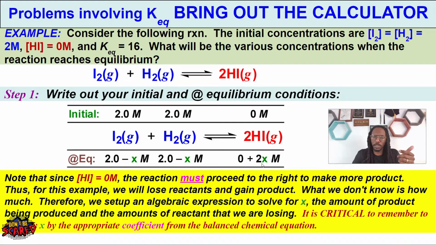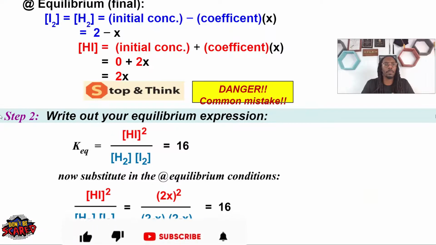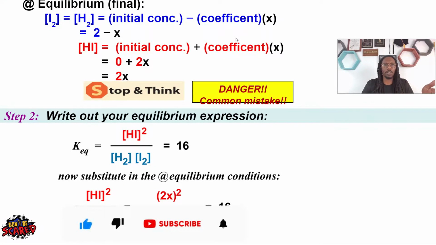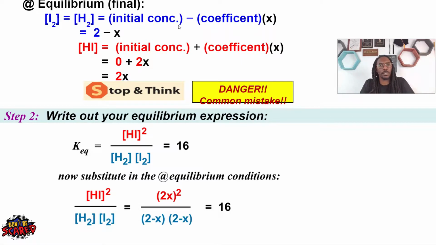Now, where did this 2x come from, Dr. J? The 2x came from our coefficient, right? Remember that we're just going to put our x with our coefficient. So if it was a 3, it'd be 3x. If it was a 4, it'd be 4x. From here, and this is just retelling what I mentioned before: initial concentration minus coefficient times x. So in this case, it was 2 minus x for our I2 and H2. Then initial plus the coefficient times our x. So in this case, 0 plus 2x. Well, that's just 2x.